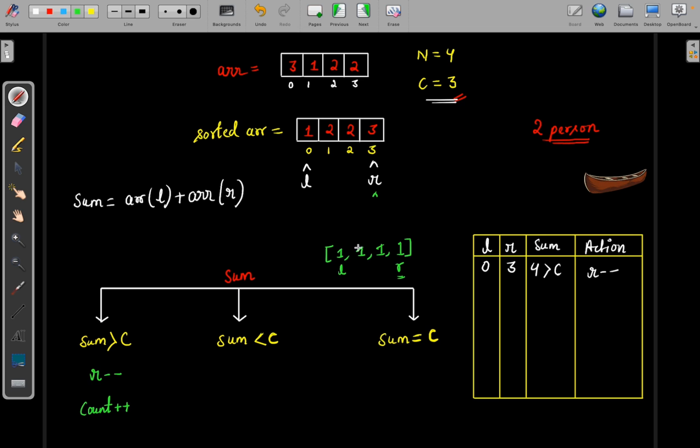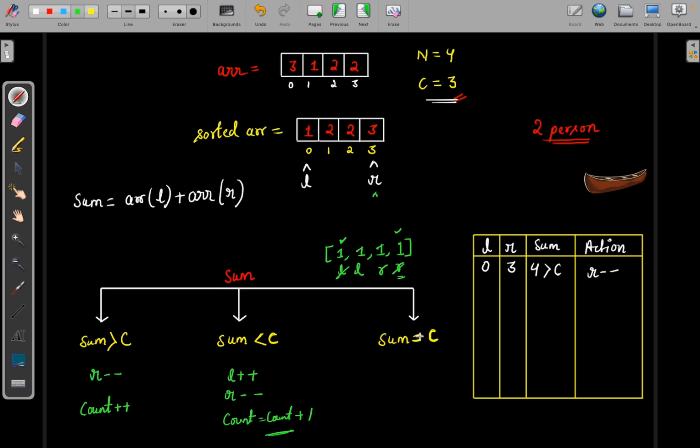But you don't have any option, right? Because you are already taking the maximum weight from the array. So what you will do is fill the boat with the 2 persons. So you will move your L pointer and your R pointer, so it will be L plus plus, R minus minus, and your count will be increased by 1 for one boat, because the boat is always 1. You have placed 2 persons, but still the boat is 1.